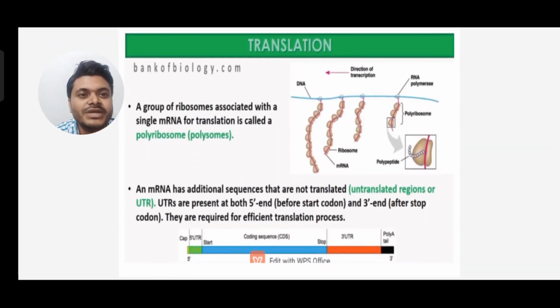A group of ribosomes associated with a single mRNA for translation is called polyribosomes or polysomes. You can see the mRNA strand and numerous ribosomes. An mRNA has additional sequences that are not translated, called untranslated regions, or UTR. UTRs are present at both ends, the 5' end and the 3' end. The 5' end is before the start codon and the 3' end is after the stop codon. They are required for efficient translation.